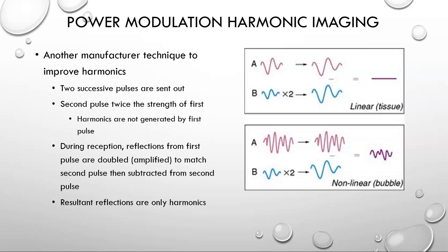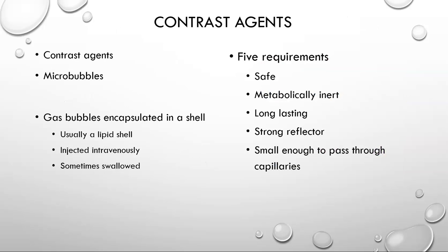Now with harmonics, it's important to discuss contrast agents. Contrast agents consist of microbubbles in ultrasound. In contrast agents, gas bubbles that are encapsulated in usually a fatty shell are injected into the body and then imaged with ultrasound. There are 5 requirements for contrast agents: they must be safe, metabolically inert, long-lasting, strong reflectors, and small enough to pass through the capillaries in the lungs.